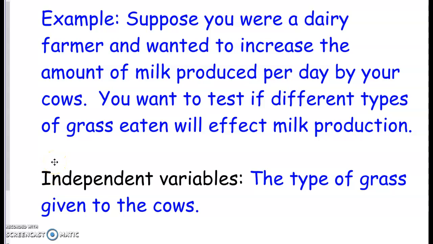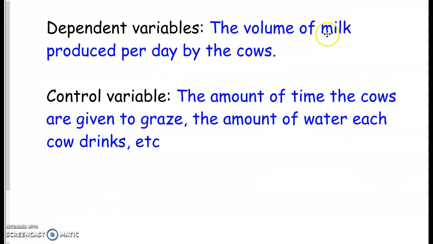Our dependent variable is what we are trying to monitor or what we're trying to measure. So in this case, the dependent variable is going to be the amount of milk, because we want to see, does the different grass give us a different amount of milk? All right, so our dependent variable is the volume of milk produced per day by the cows.